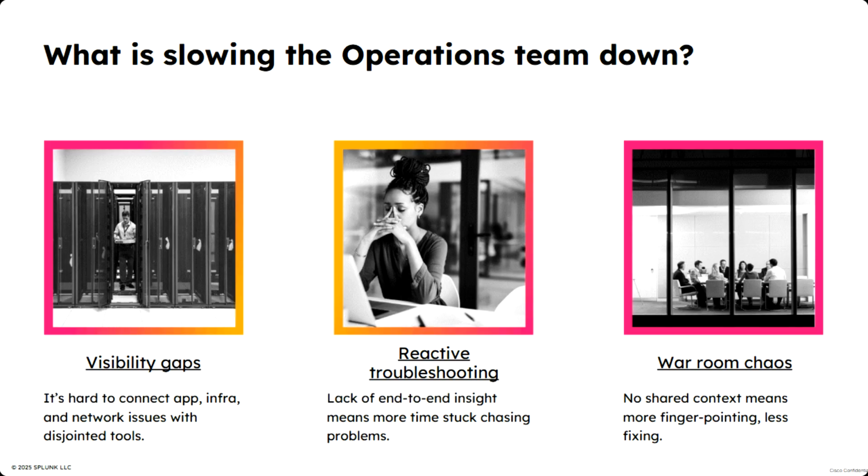The second is that, because of that challenge, troubleshooting itself is fairly reactive and takes a longer time. When an issue happens, it just takes way too long to troubleshoot, triage, identify the root cause, and actually resolve it. All that leads to war room chaos because there is pretty much no shared context. This is the core trigger, the visibility gap, which leads to war room chaos as the outcome. And then that results in finger pointing between network, apps, and infra teams.